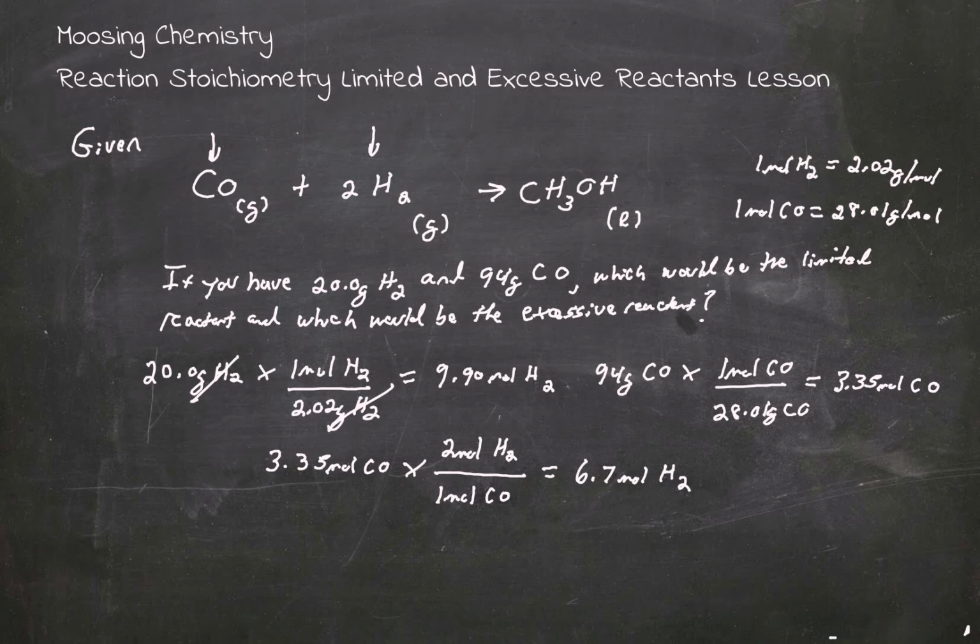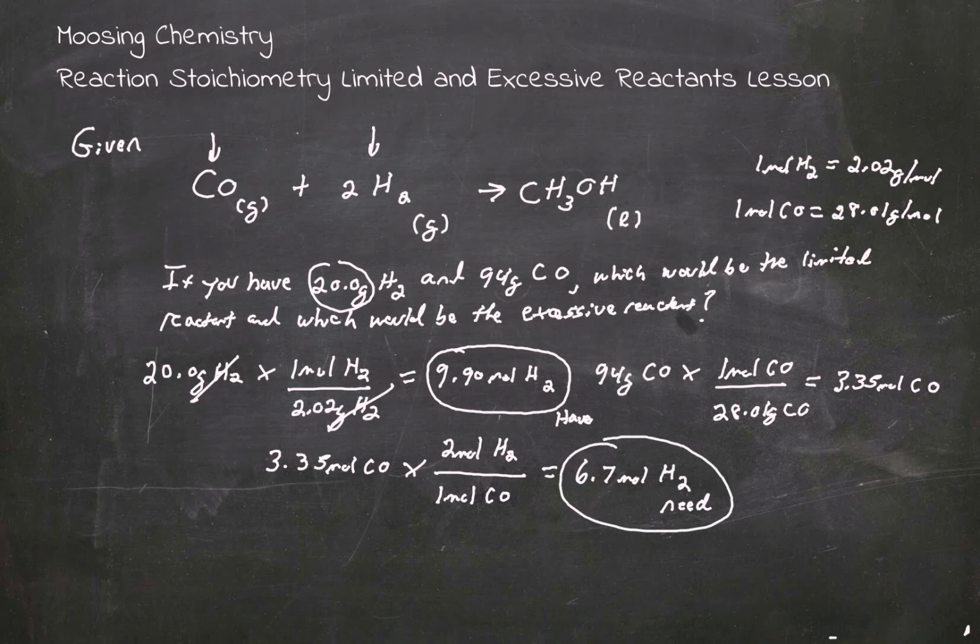to occur. So now, when we went back and looked at how many moles we had, notice that we had 9.90 moles of hydrogen. This is what we have initially with our 20 grams, right? This is what we need. We only need 6.7 moles of hydrogen, and we have 9.90 moles of hydrogen with our grams. So we have more hydrogen than we need.